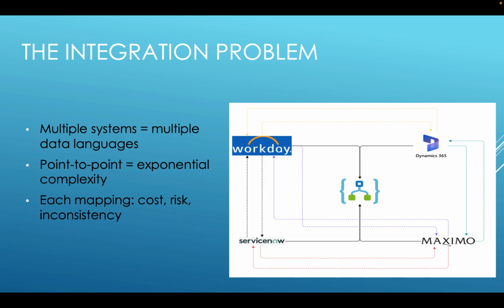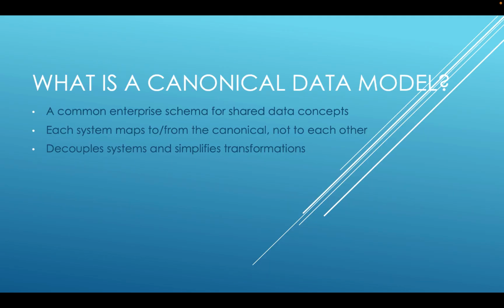What I'm trying to say here is that when the number of systems increases, the complexity of the system increases as well. So we need to be aware that when we do point to point connection, it will increase the complexity. To avoid that, we have the canonical model. It's a common enterprise schema for shared data concepts. Each system maps to and from the canonical, not to each other. So it decouples systems and simplifies transformation.